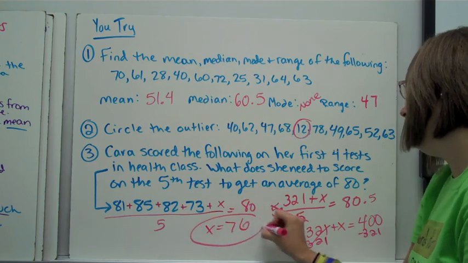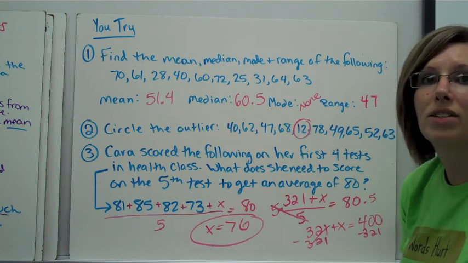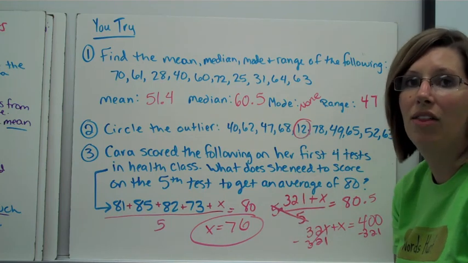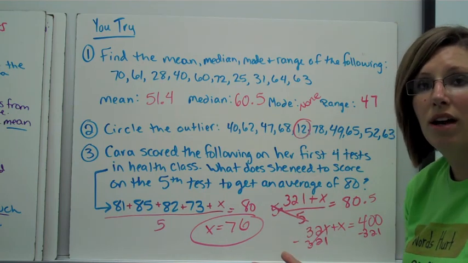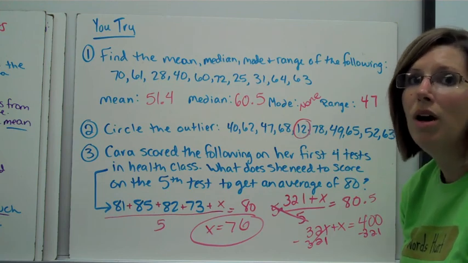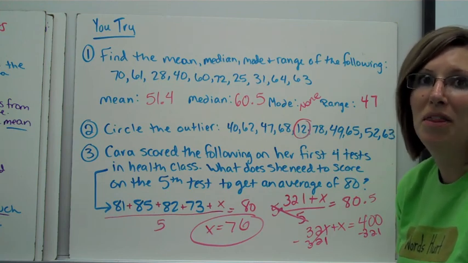So if she can do it, all she needs is a 76 on her next test, and she'll have a test average of 80 in health class. I hope you did okay on this. Please continue to watch the videos for more help on Unit 13 data.